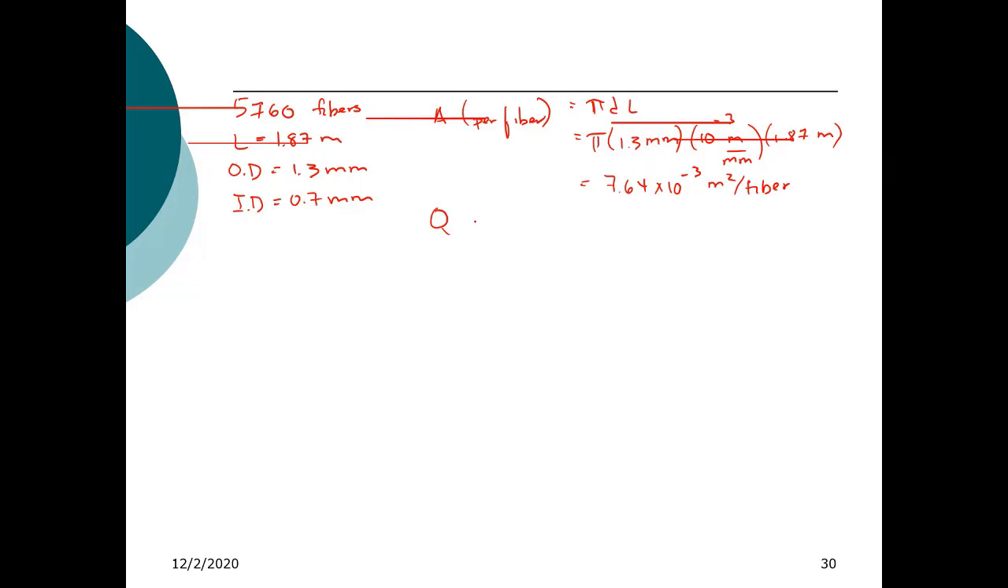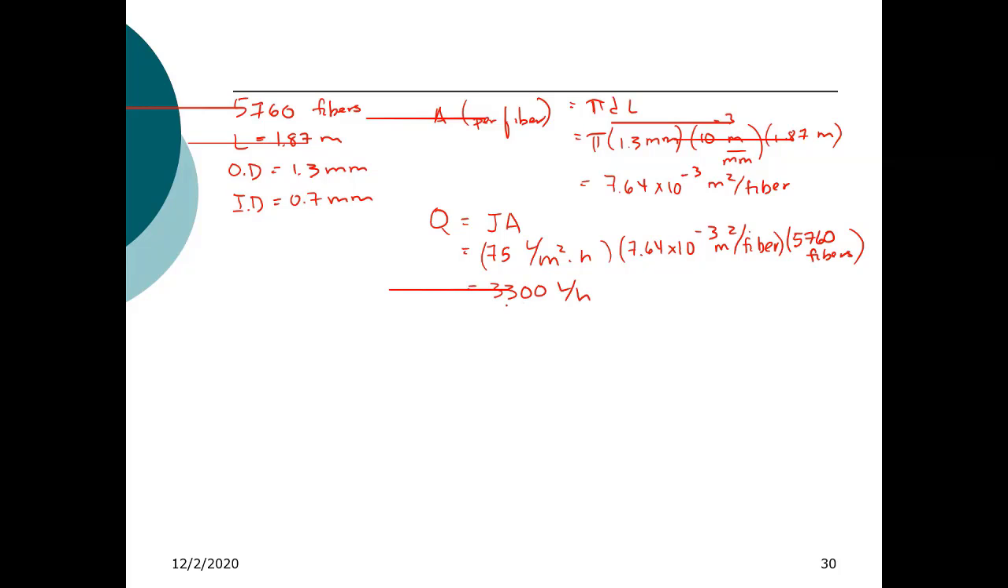So our flow is equal to the specific flux times the area, and that is equal to 75 liters per meter squared per hour times the area times the number of fibers, and that is equal to 3,300 liters per hour. So that was the outside in. The inside out, same equations.